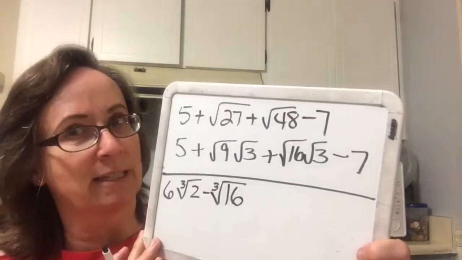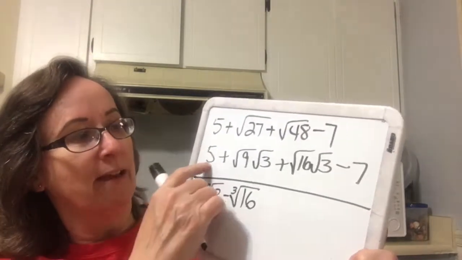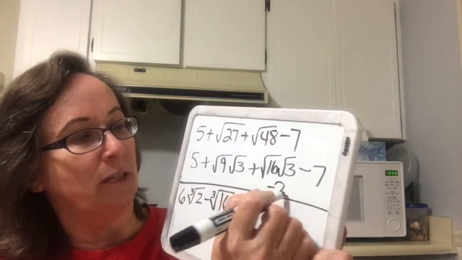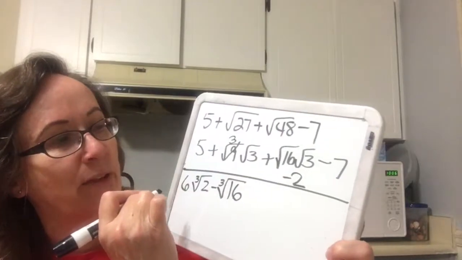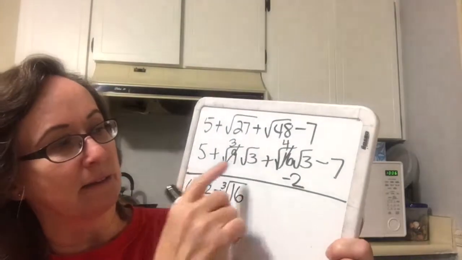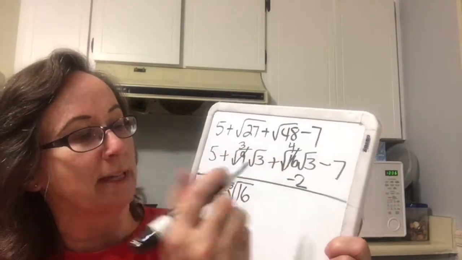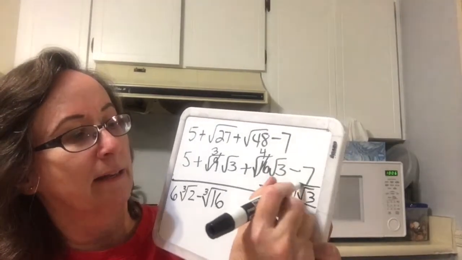And of course, I've done this a lot longer than you have, so a lot of these just come very easily to me. 5 take away 7 is negative 2, so we'll have a negative 2, and then this one becomes a 3 when we pull it out of the radical. This one becomes a 4 when we pull it out of the radical. And since they have the same radical parts, we get 3 plus 4 is 7, square root of 3.